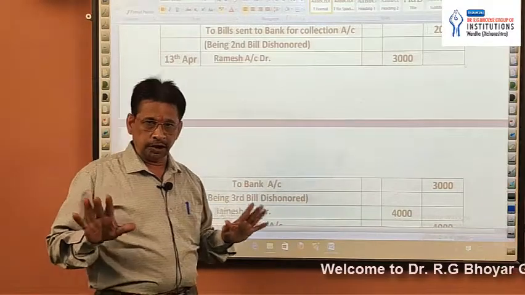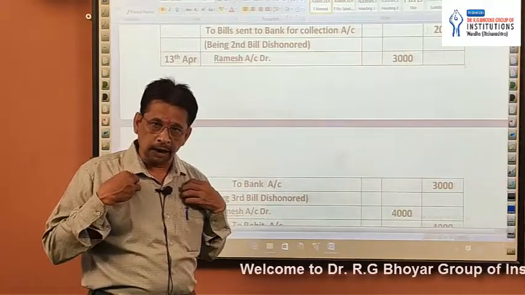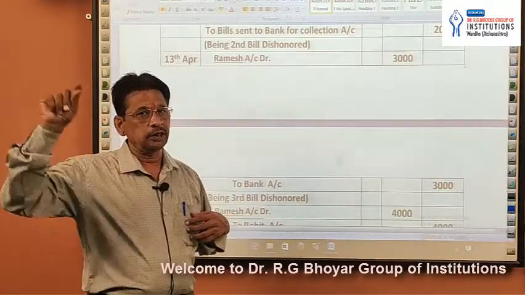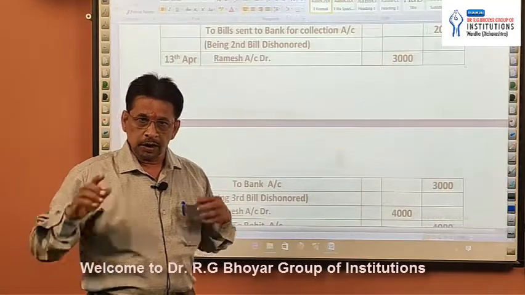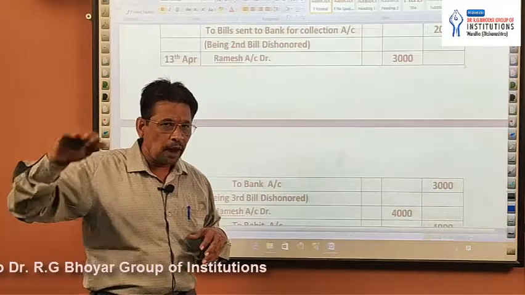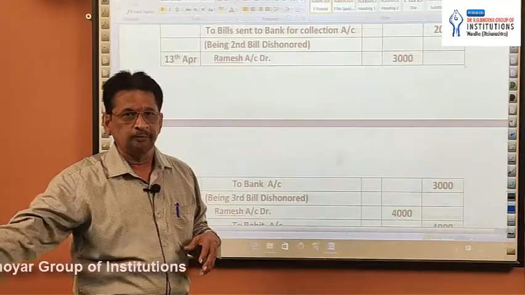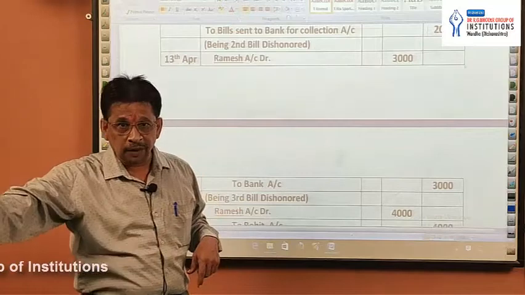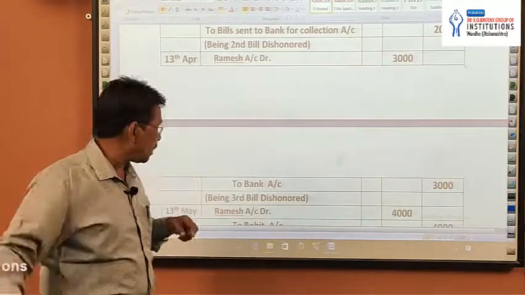Again, check the point: if the bill was written by himself, then to bills receivable account is credited. If the bill was sent to bank for collection, then to bills sent to bank for collection account is credited. If the bill was discounted with the bank, then to bank account.